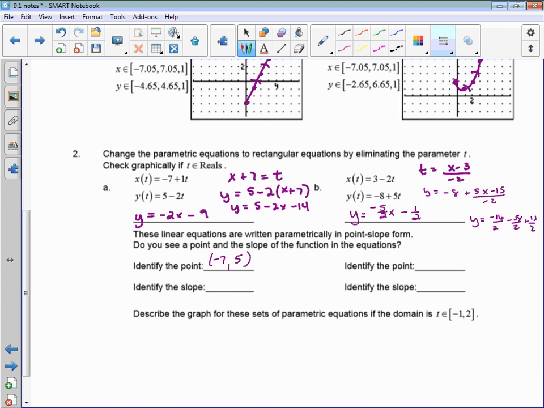Or you can just look at it. Your constant term from the x equation and your constant term from the y equation, together they make the ordered pair. All right, guys. So letter B. What is the point from our graph here? 3, -8. That's it.